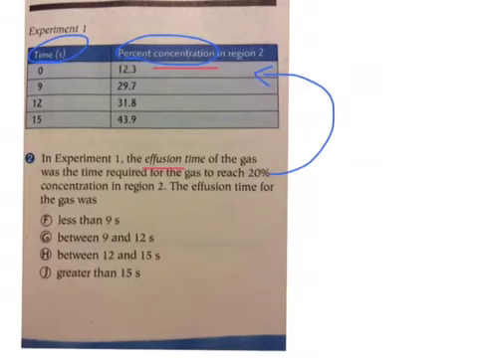If we look down at our choices, they're kind of silly, right? Greater than 15 seconds? Well, no way. That's all the way up to 43%. We don't need that. Between 12 and 15 seconds? No, because that's 32 to 44. We don't need that one. Between 9 and 12 seconds? Well, between 9 and 12 is somewhere between 30 and 32. No, we don't need that one. Remember, we're after 20, so our last answer that has to be correct is less than 9 seconds. So the answer to this question is F.